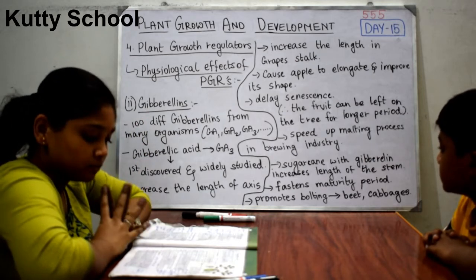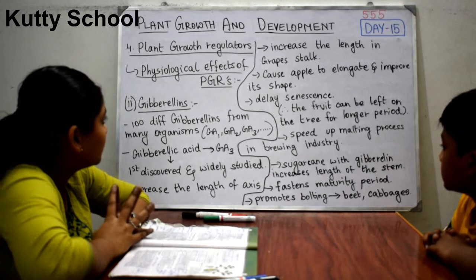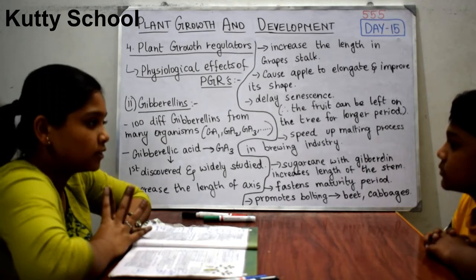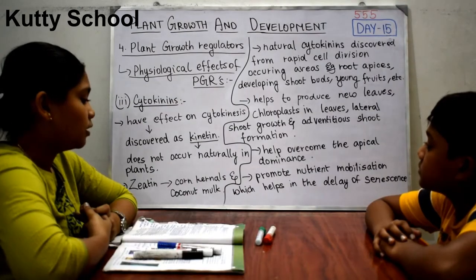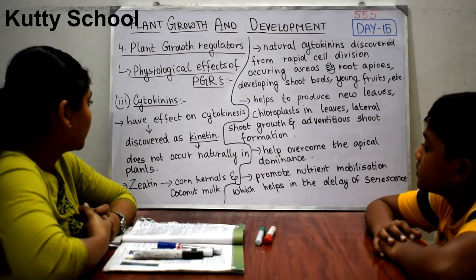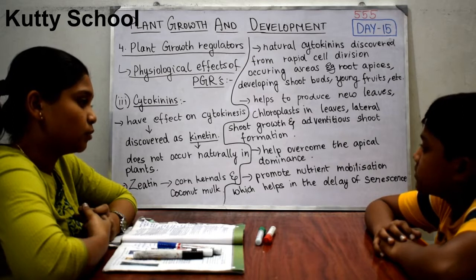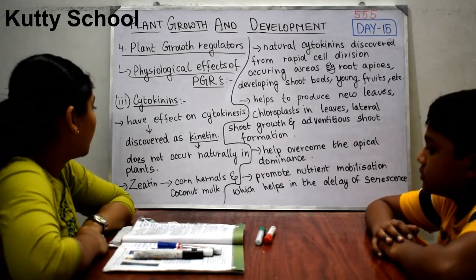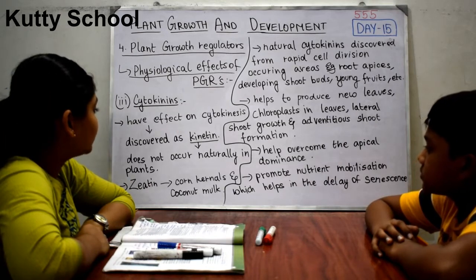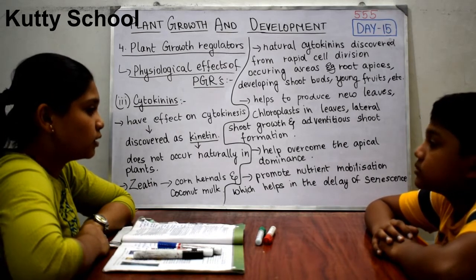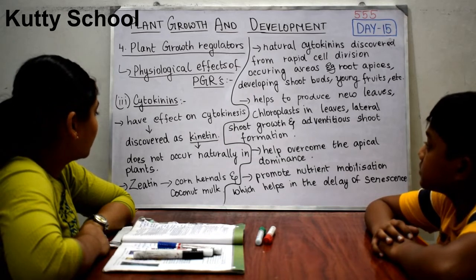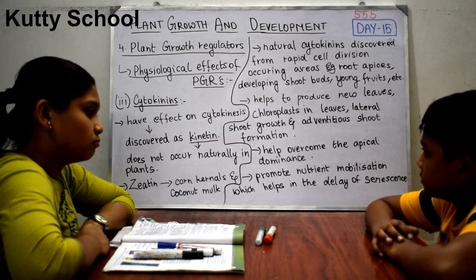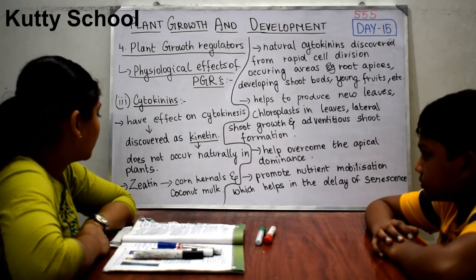Next we will see the next plant growth regulator, which is cytokinins. These cytokinins have an effect on cytokinesis. We have already seen the division of cytoplasm, and these help in that. They were discovered as kinetin. This kinetin does not occur naturally in plants.